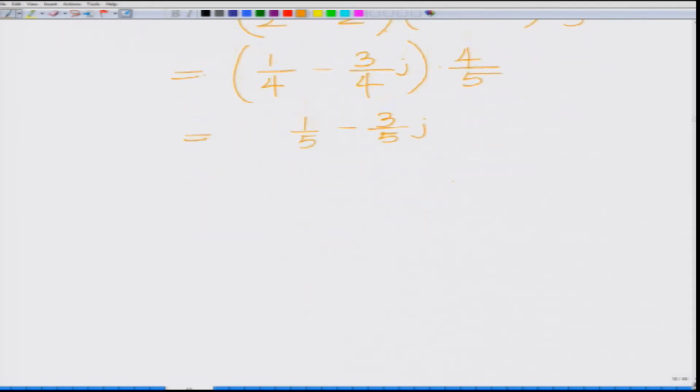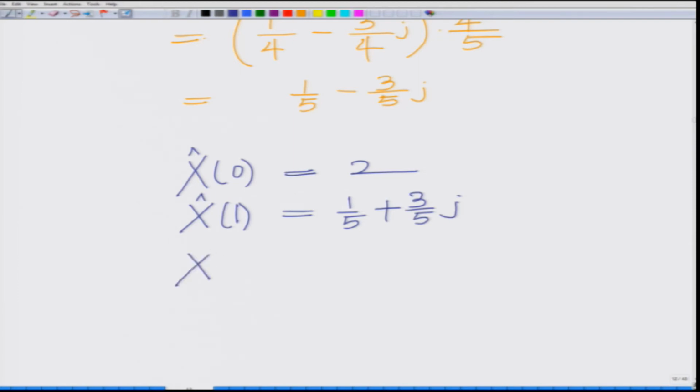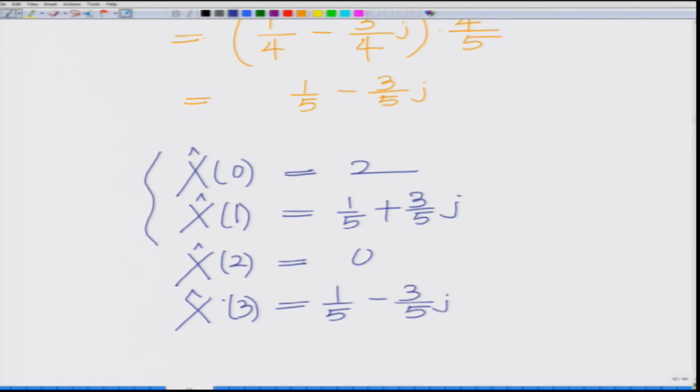So, we have computed the estimates of the FFT coefficients of the transmit symbols. To summarize, capital X hat of 0 equals 2, capital X hat of 1 equals 1 by 5 plus 3 by 5 j, capital X hat of 2 equals 0, and capital X hat of 3 equals 1 by 5 minus 3 by 5 j. These are the estimates of the FFT coefficients of the transmitted symbols.